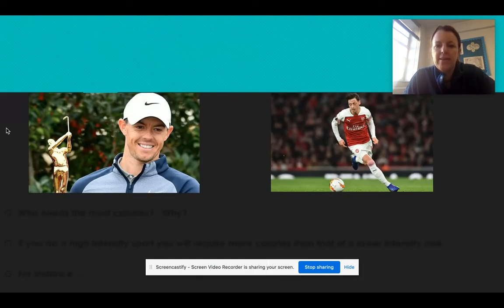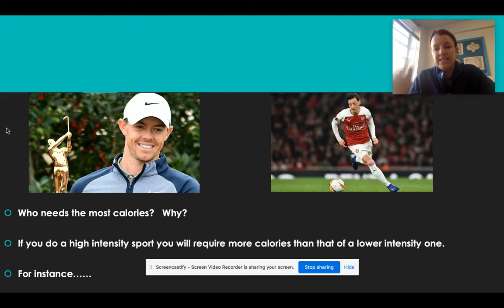Have a look at these two athletes. Who needs the most calories? Is it the golfer or the footballer? And why? If you do a high intensity sport, you will require more calories than that of a lower intensity one. So you can write that sentence down and then give me an example that the footballer will need more calories than the golfer because it's a higher intensity sport.